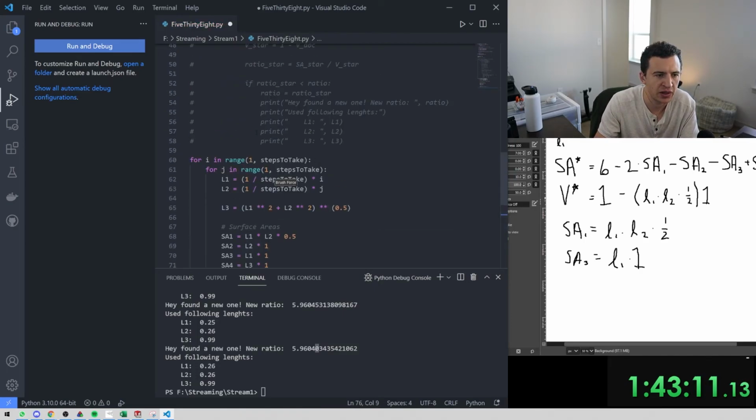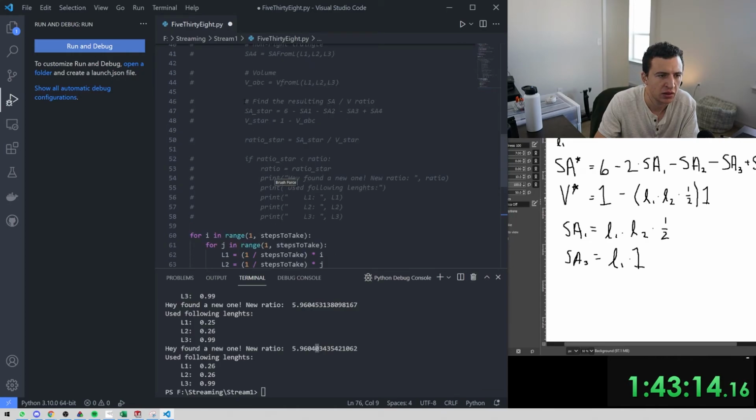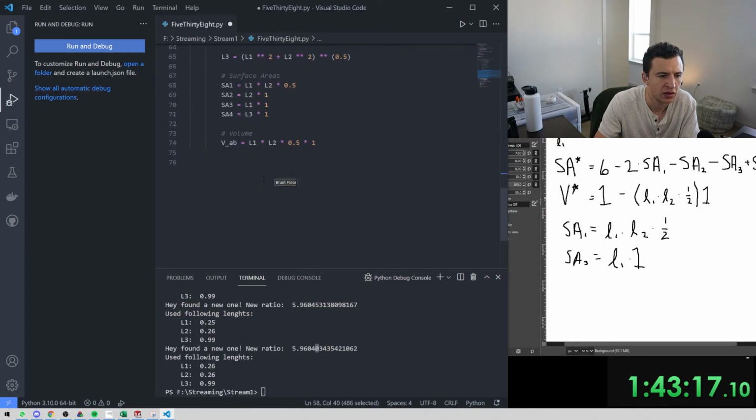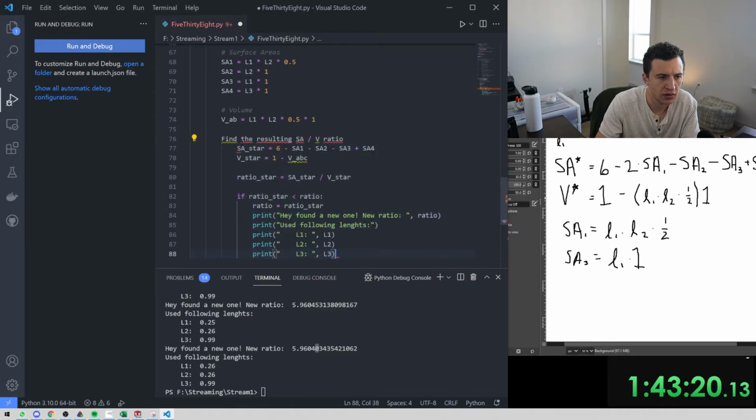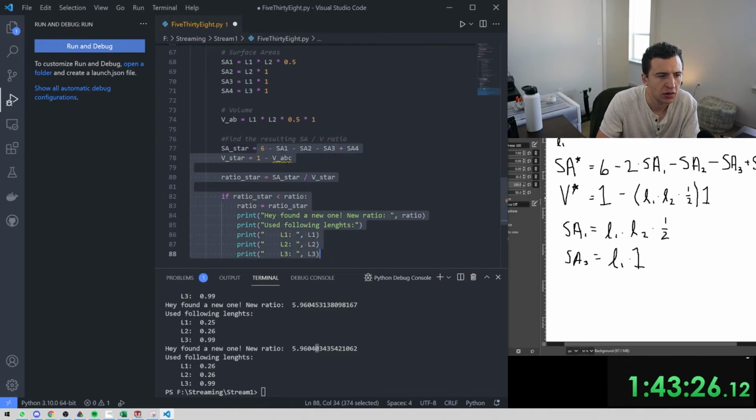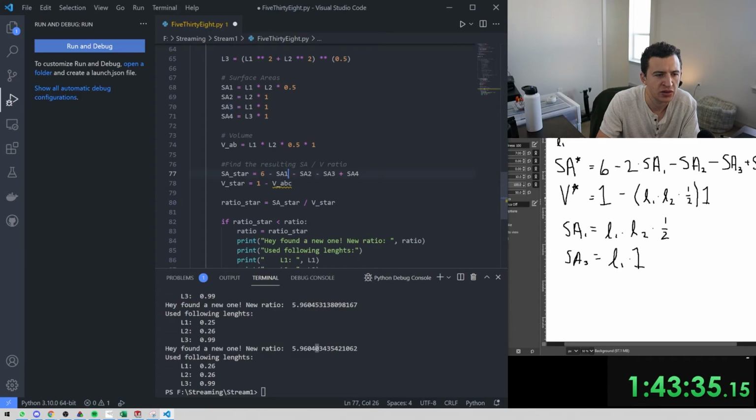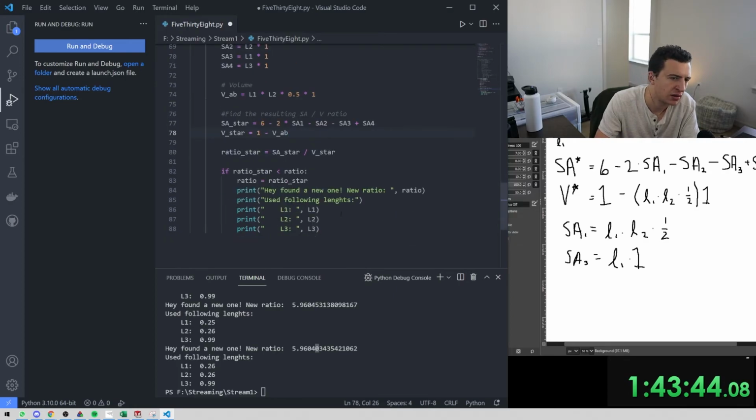So now the rest of the logic should be the same. Minus SA2, minus SA3. We're actually doing 2 times this. It's a little bit different. And then the volume gets subtracted from AB. And again, it'll tell us the new ratio. Okay, cool. So let's run it.